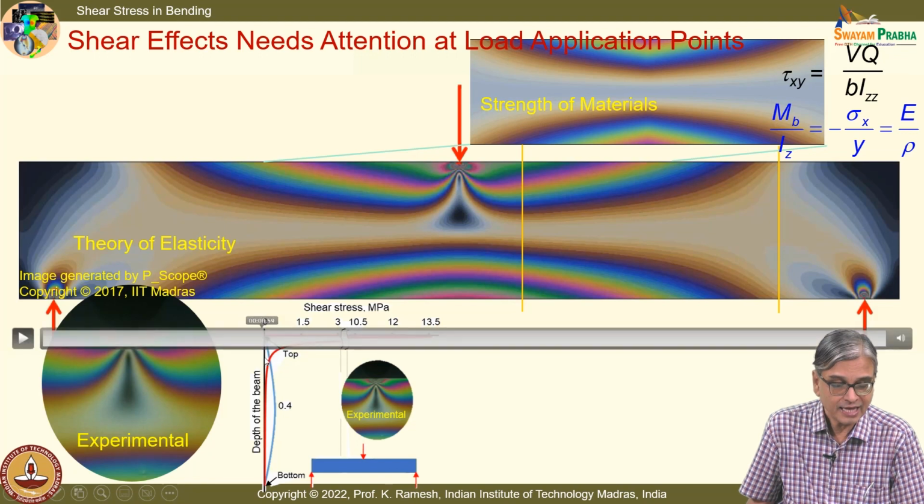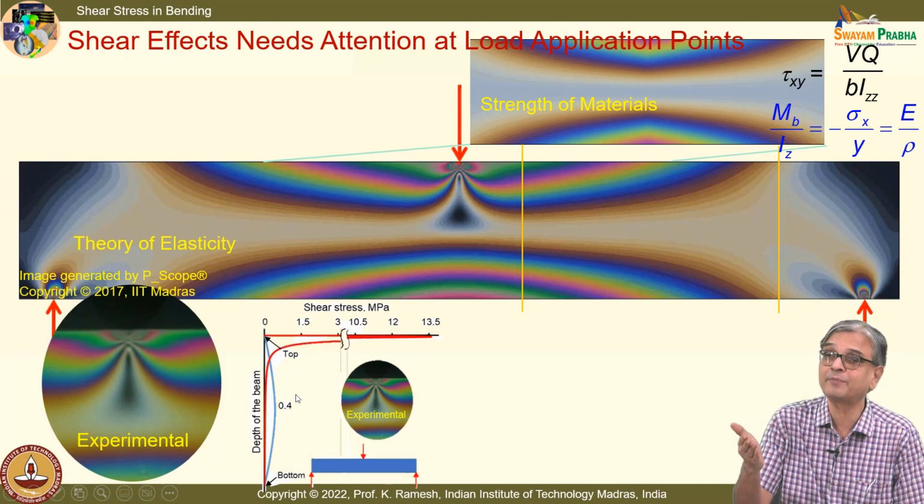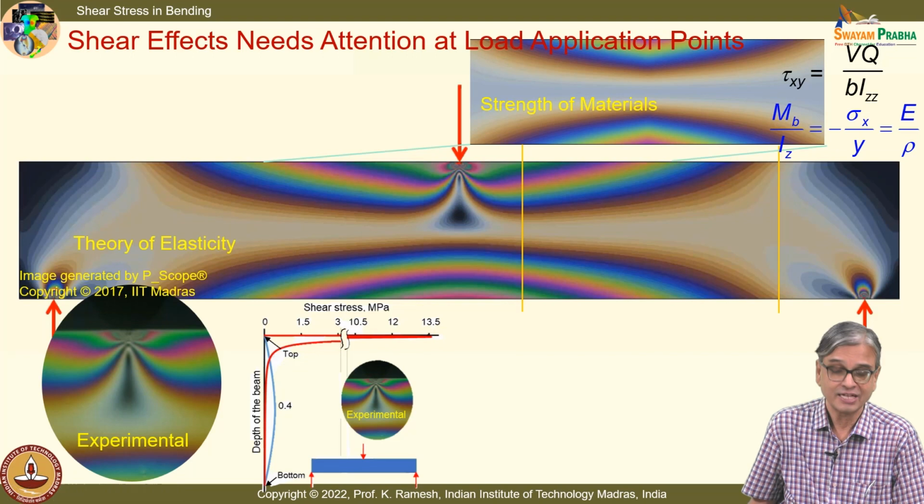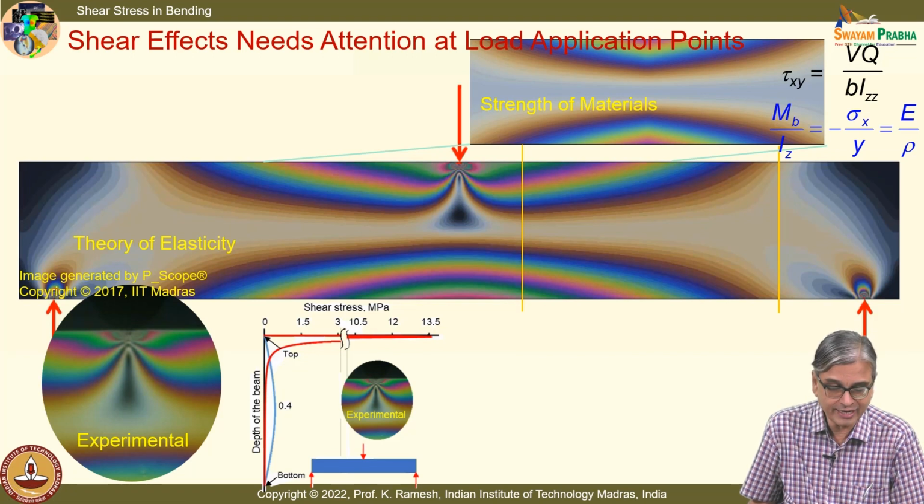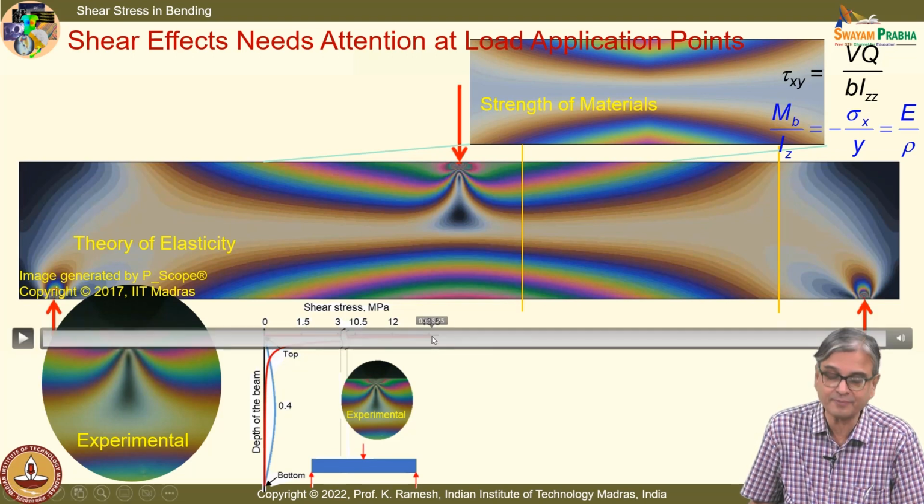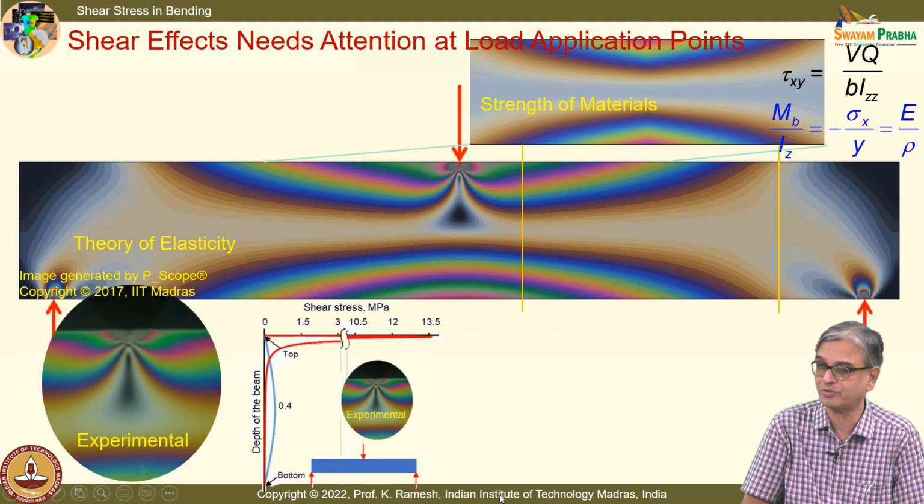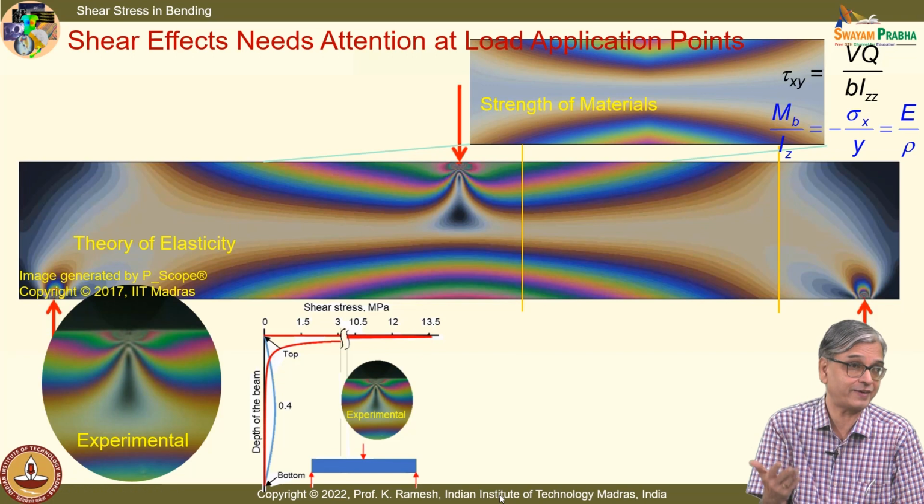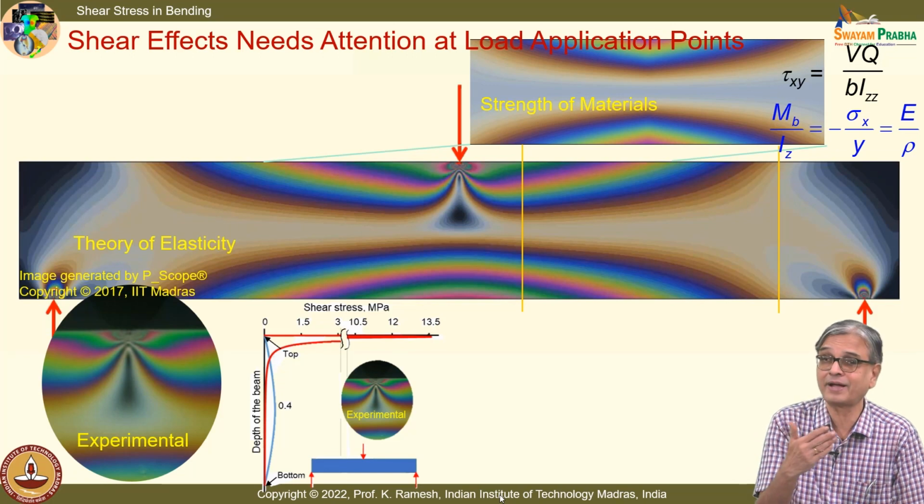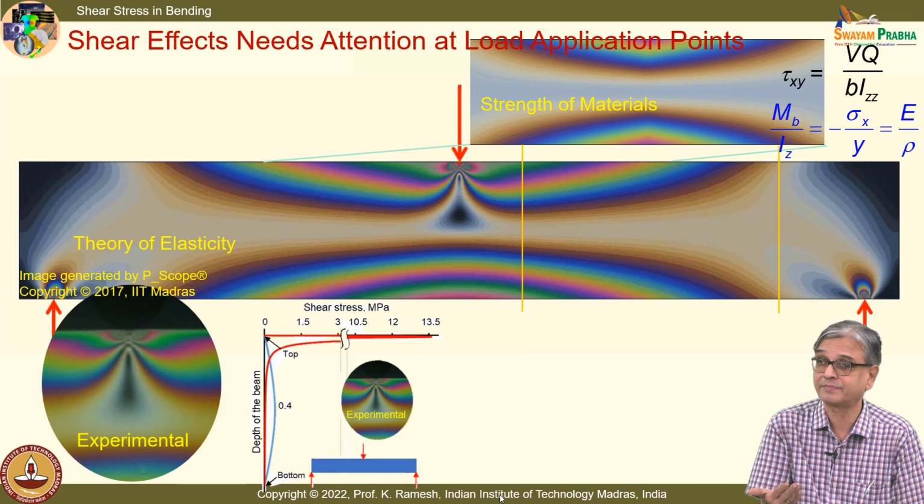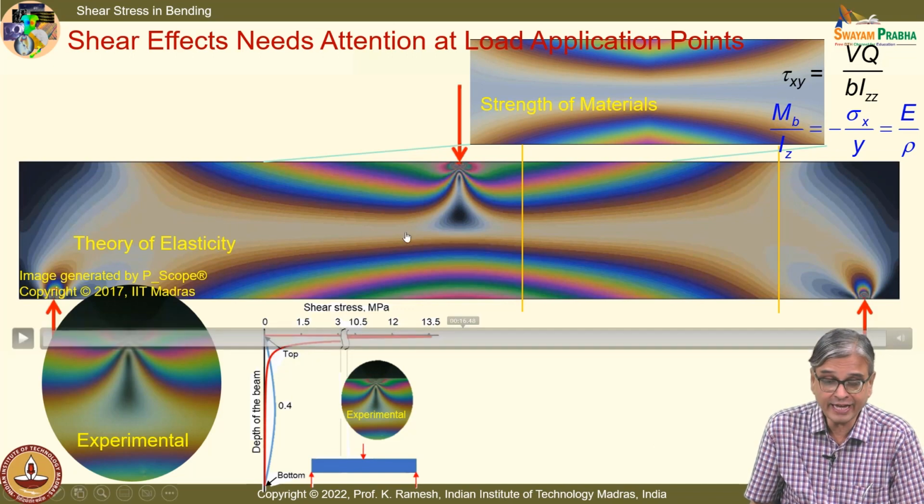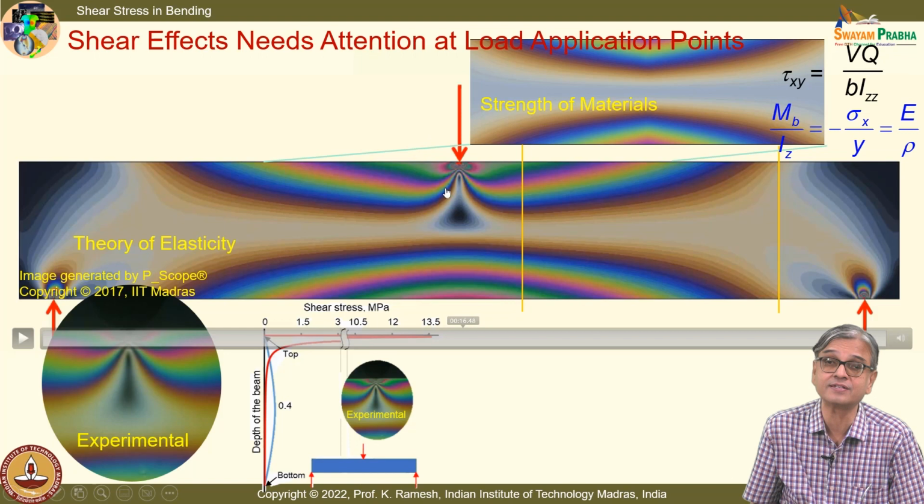Whereas, when I go close to the load application point, shear is still 0 at the top point as per your requirement of free surface. Just below the top point, it reaches a very high value of 13.5. This is 0.4 and this is 13.5. So, you can calculate the ratio, how many times it is magnified. So, now the magnitude is comparable to the bending stress maximum. So, you will definitely have failure occurring because of this.